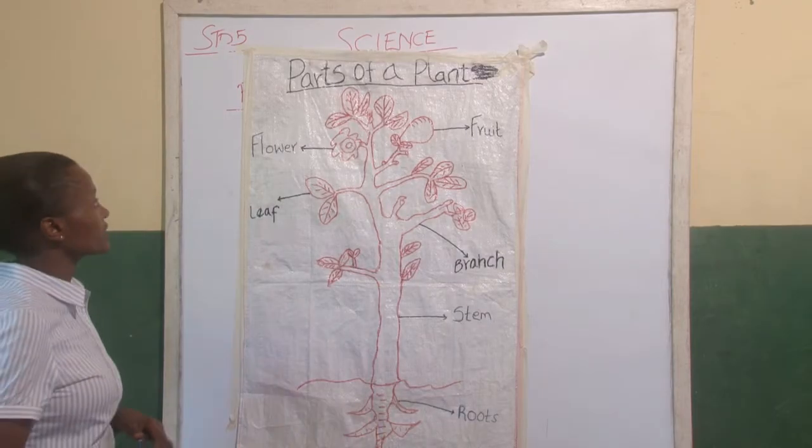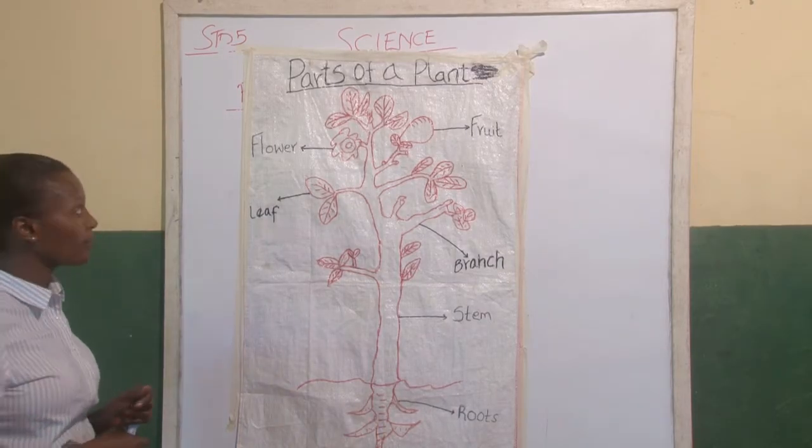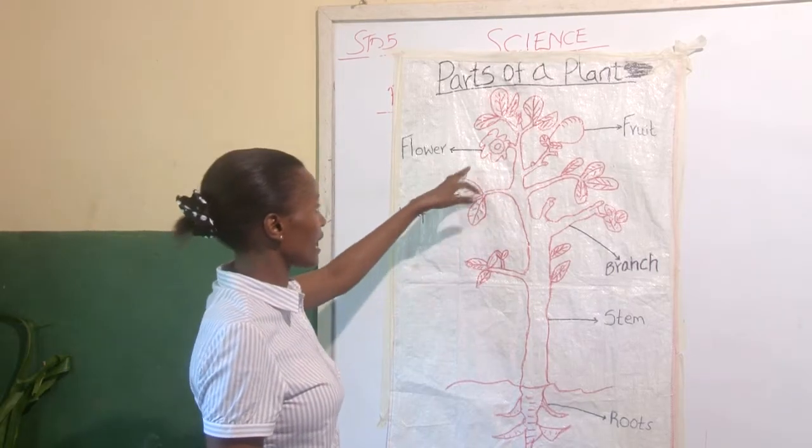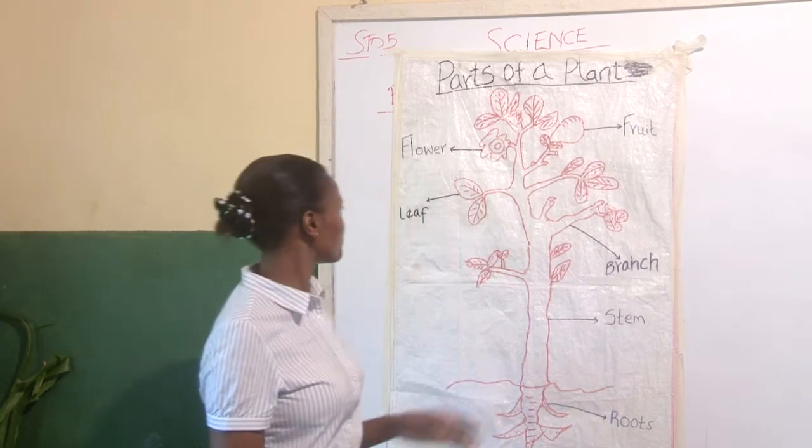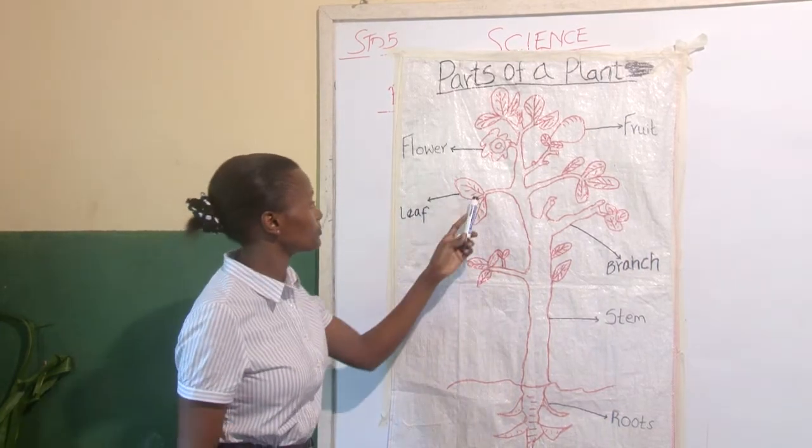Now we are going to look at the external parts of a plant. This is what we call a flower. We have the fruits here. This is a leaf, it's here.